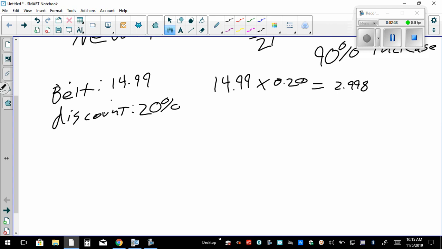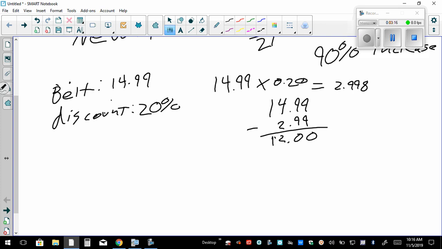So what's the belt going to cost? How do you figure out the cost of the belt? The discount is $2.99, so you take $14.99 minus $2.99. That's the actual cost of the belt. Nine minus nine is zero, and 14 minus 2 is 12. So it's 12 bucks for the belt.